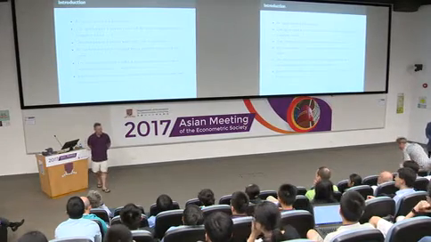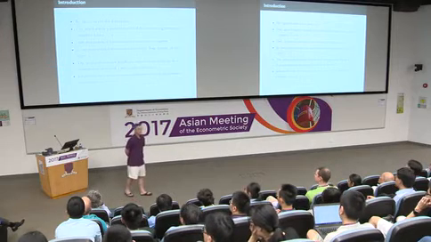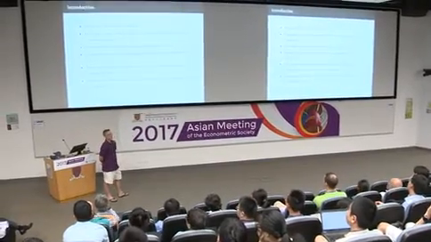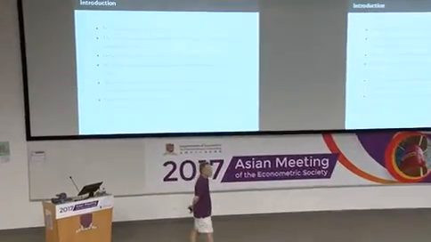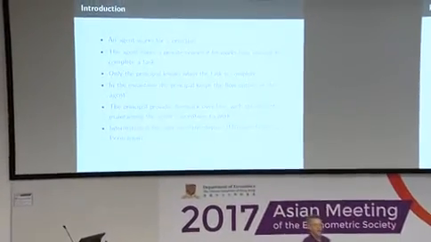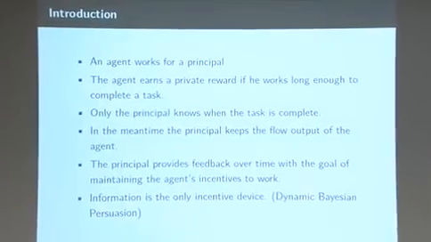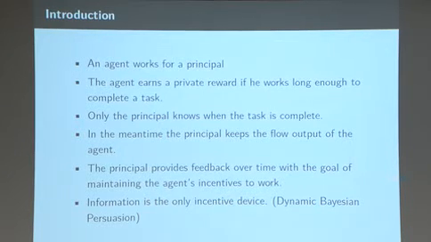Okay, so let me describe the setting and then give you a few ideas of context where the setting would be appropriate. So there's an agent who's working for a principal. The agent wants to complete a task, and when he does, he'll earn a reward. Only the principal knows how much effort, and that means how long a spell of effort is required to complete the task. And all the while the agent is working, the principal keeps the output that the agent produces and provides information to the agent about his progress towards completing the task.